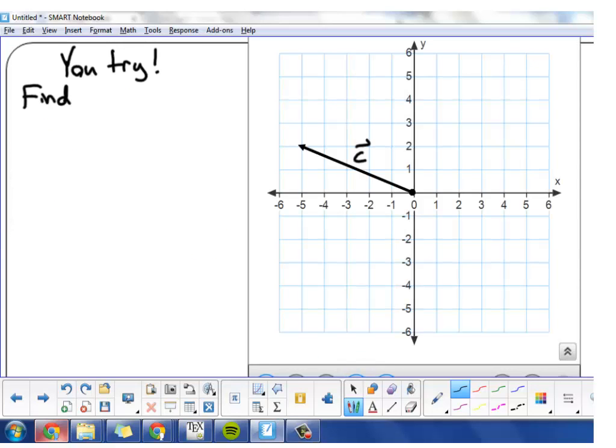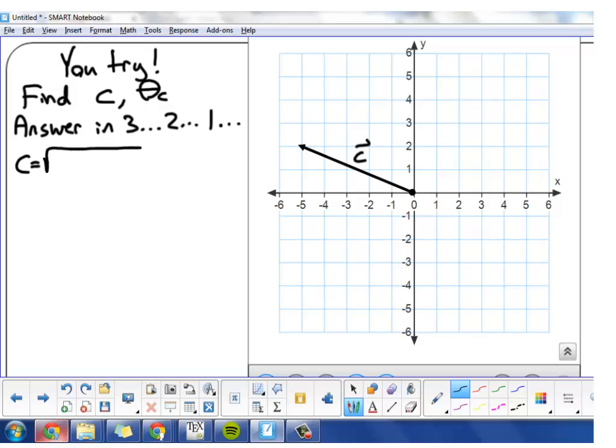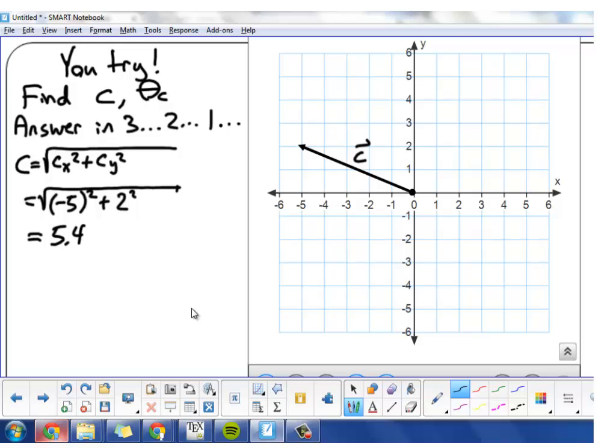Now you try. Here's a vector. Find the magnitude and the direction. The answer's in 3, 2, 1. Well, to find the magnitude, we're going to use the Pythagorean theorem. We can see that the components are -5 for the x component and 2 for the y component. So when we add -5 squared plus 2 squared and take the square root, we get 5.4.